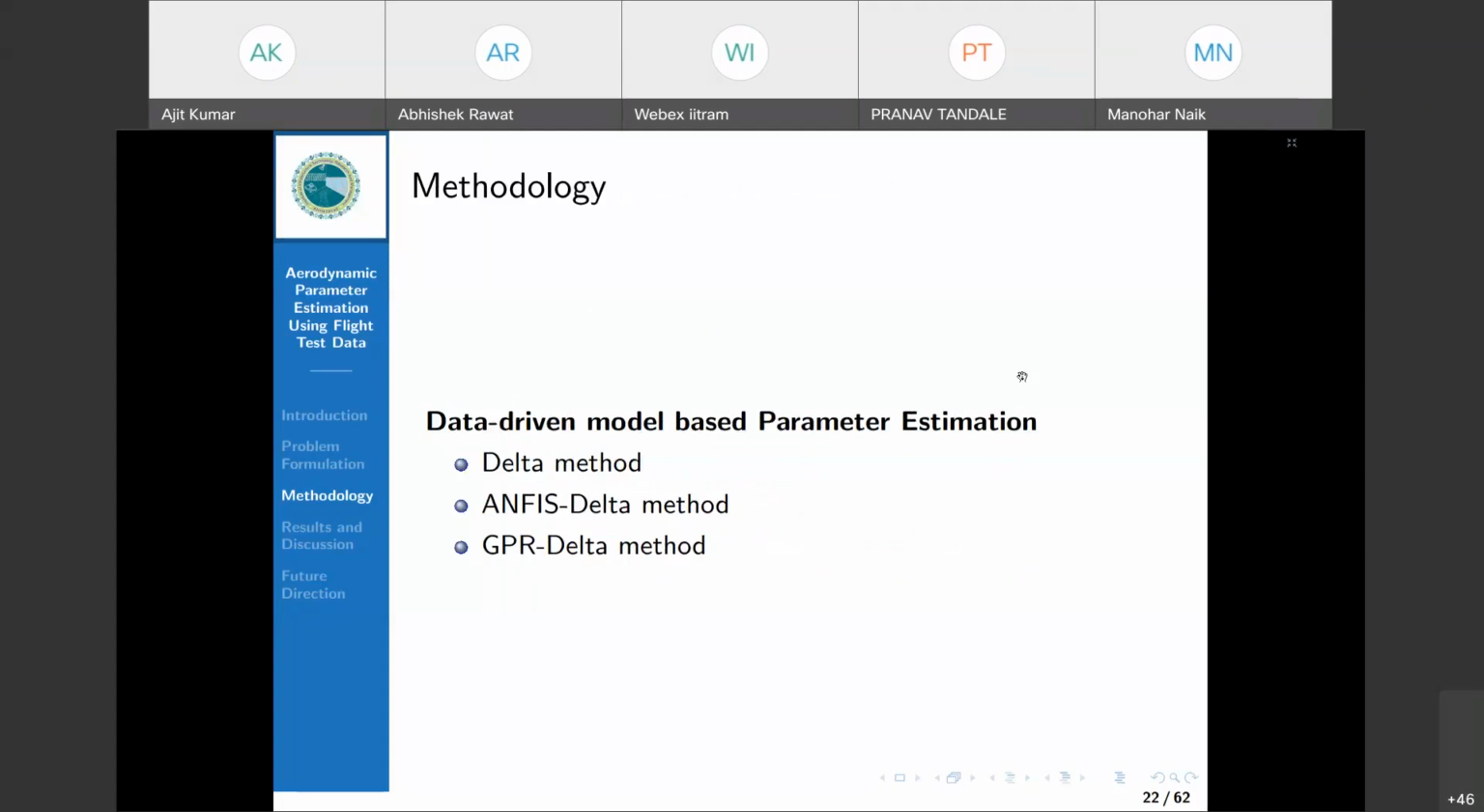Under data-driven model-based parameter estimation, we have three popular methods. Delta method has been one of the most popular methods for the last 2 decades. But these are not the only methods under this category, because nowadays we have lots of tools under AI and ML, machine learning. So these are the three methods which I'll be discussing in this presentation. They are delta method, and two methods derived from the first one, which are ANFIS delta and GPR delta. But apart from these, you have an enormous number of methods. Like you can go for fuzzy logic based methods, random forest tree based methods, and also various other types of methods using CNN and deep neural networks.